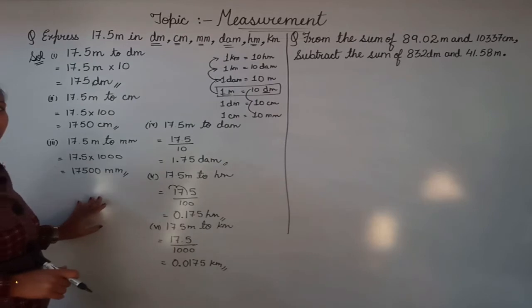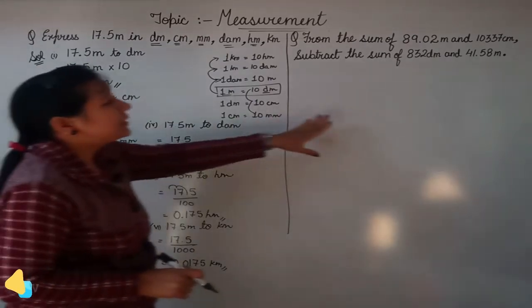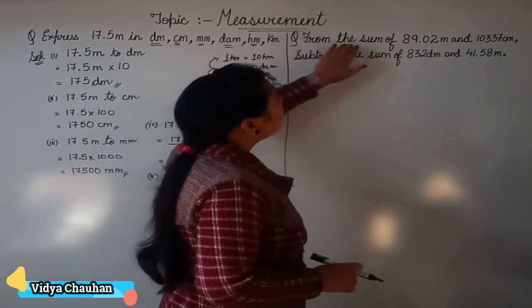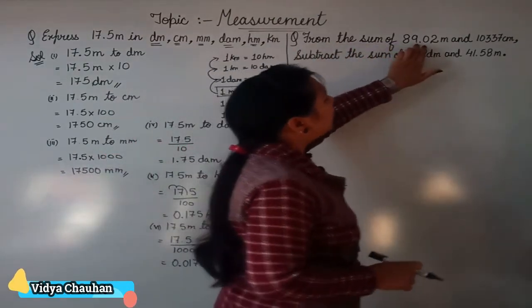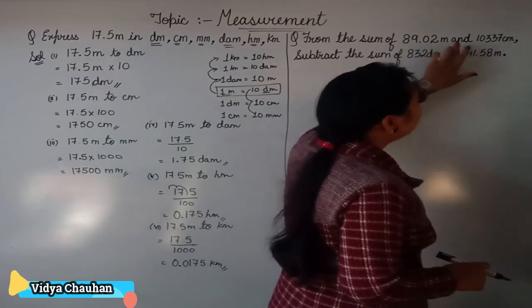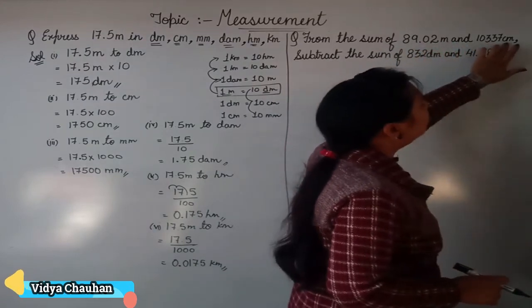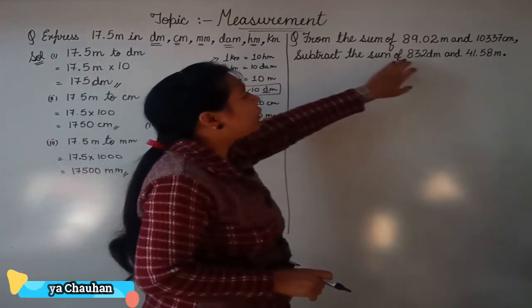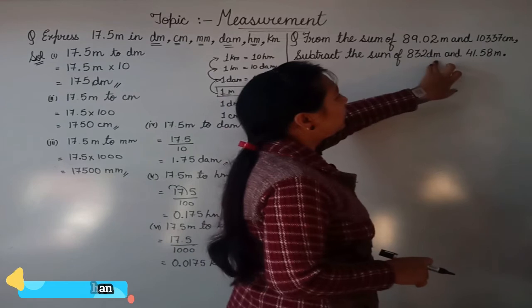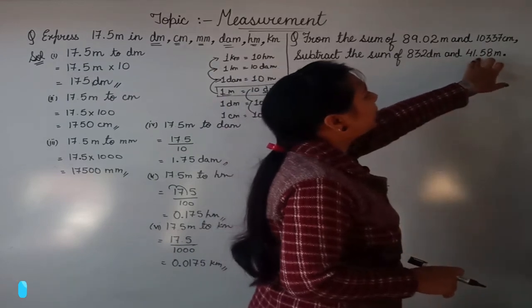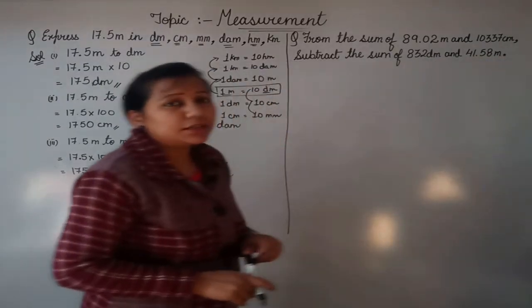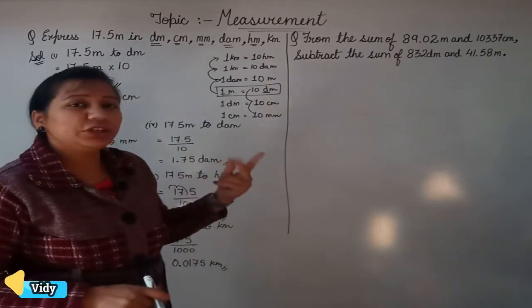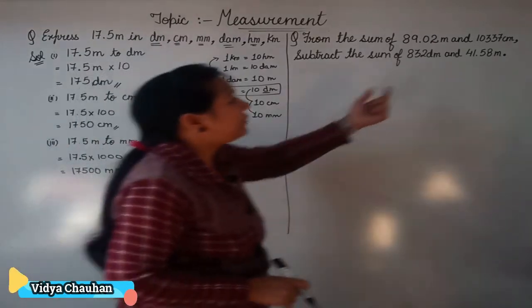I hope this conversion of one unit to another is clear to all of you. This solution must be clear in your mind. Let's move to the second part. Now in the second part, it is being said that from the sum of 89.02 meter and 10,337 centimeter, subtract the sum of 832 decimeter and 41.858 meters.